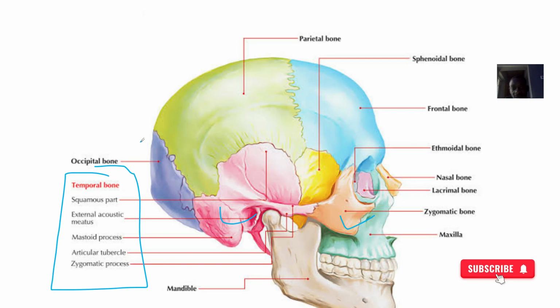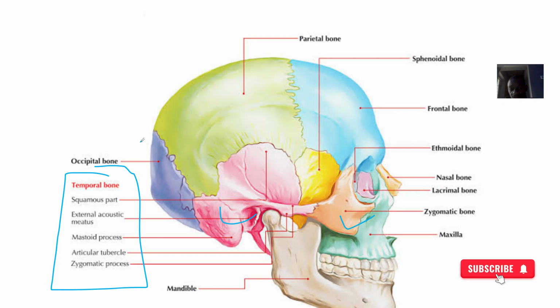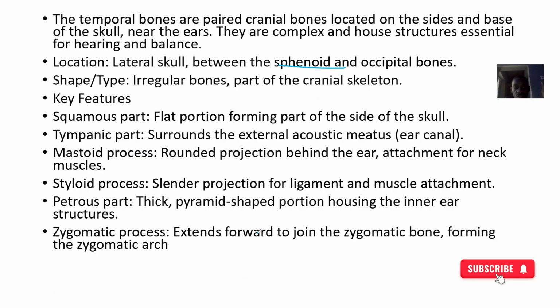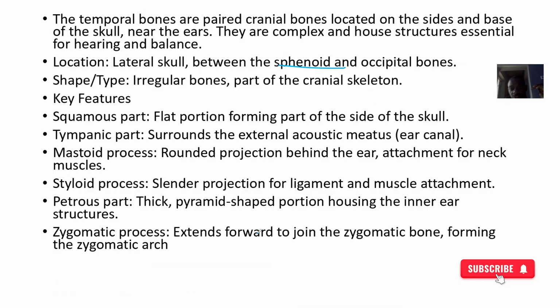We have the tympanic part. We have the mastoid process. Okay, this is the mastoid process. You also have the styloid process. You also have the Petrous part. Then we also have the zygomatic part. So Petrous part is a thick pyramid shaped portion housing the inner ear structures.